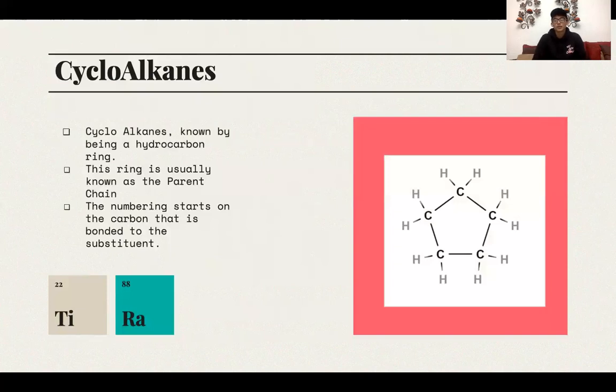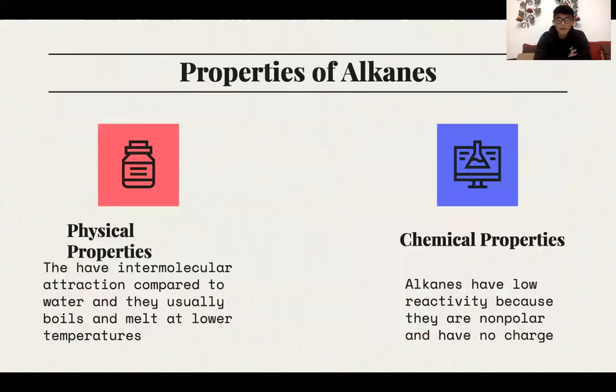Now we pass to another type of alkanes, called cycloalkanes. These cycloalkanes are known for being a hydrocarbon ring, as we can see in the picture to the right. This ring is usually known as the parent chain, and the numbering starts on the carbon that is bonded to the substituent. As for the properties of alkanes, chemically, alkanes have low reactivity because they are non-polar and have no charge. Their physical properties are that they have weak intermolecular attraction compared to water, and they usually boil and melt at lower temperatures.